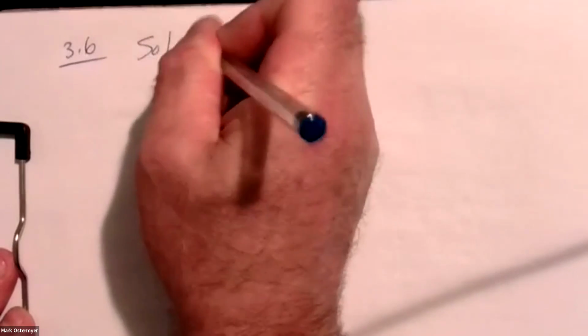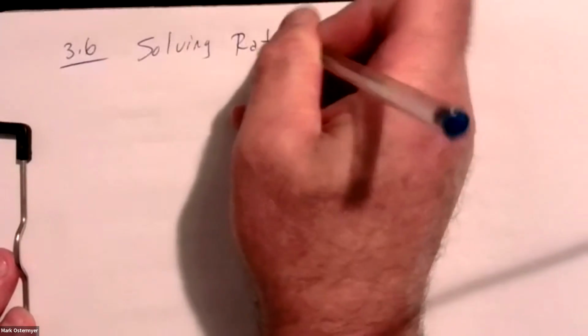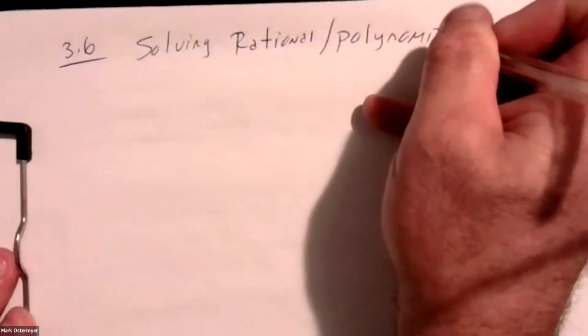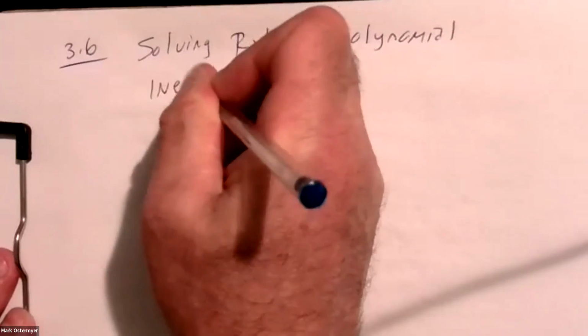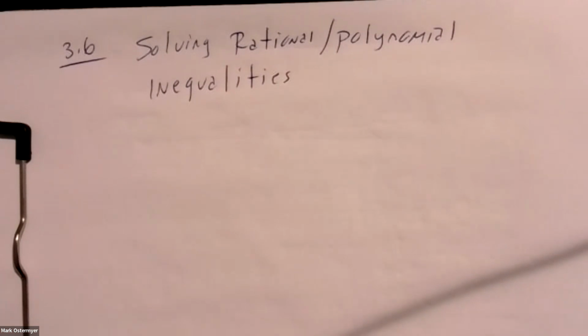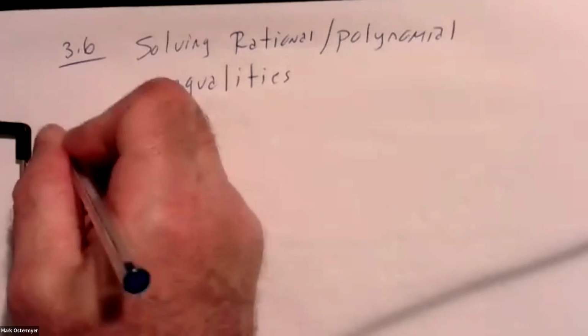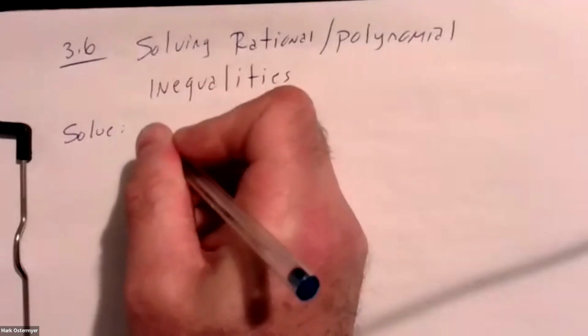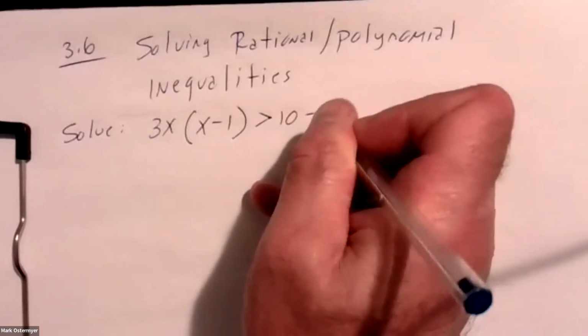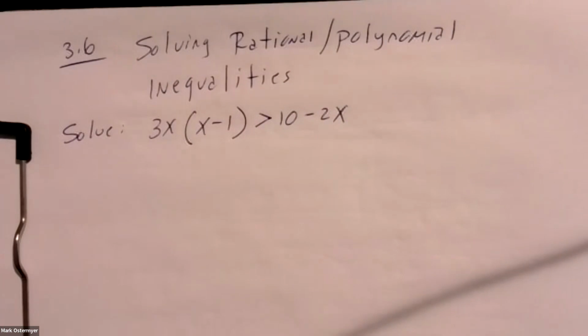All right, so section 3.6, solving rational and polynomial inequalities. Now, these are not equations, they're inequalities. Let's just dive right in. The best way to learn how to do this is to just start looking at problems. So here we go. We're going to solve this polynomial inequality: 3x times (x minus 1) is greater than 10 minus 2x. This is called a polynomial inequality, and we want to solve for its solution set.